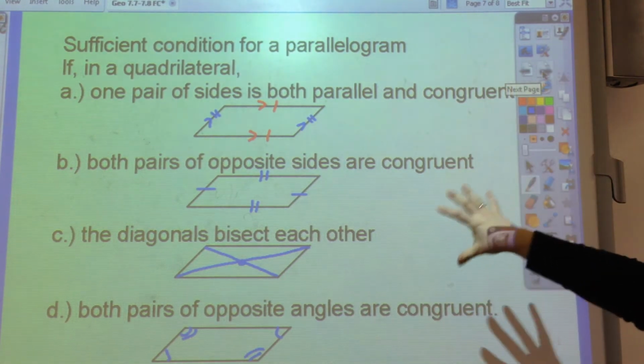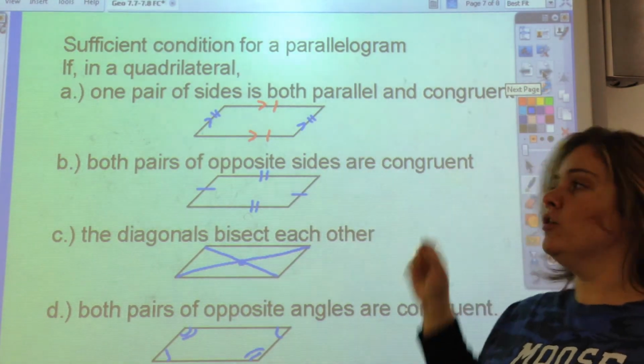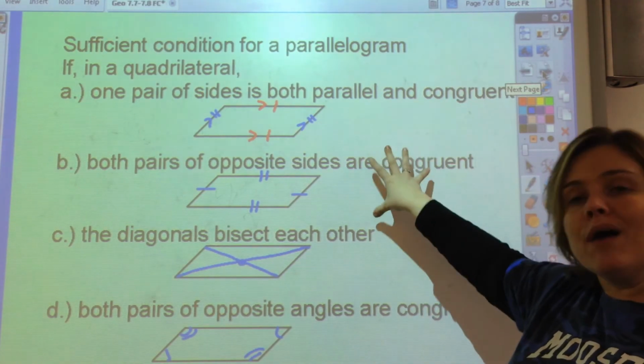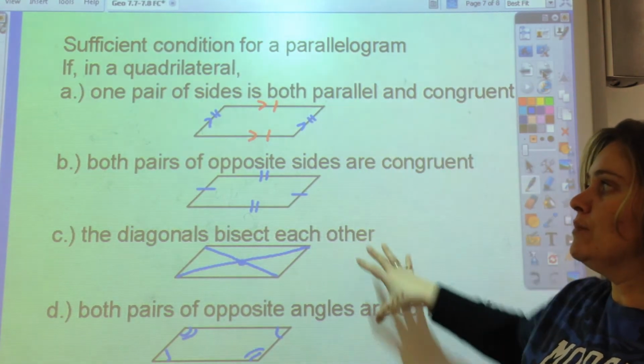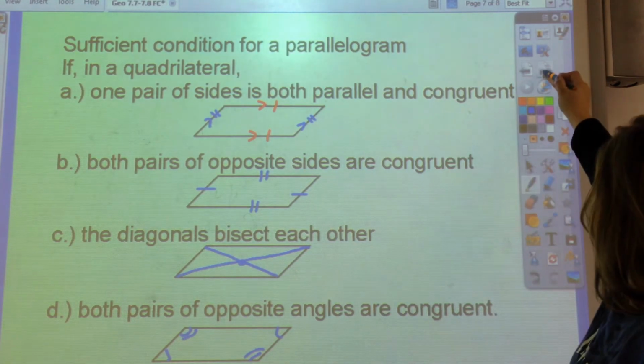And a lot of times on tests and quizzes, I'll give you some data and you'll have to say, hey, I can say it's a parallelogram, or no, I can't. So I would actually add these statements along with their pictures to your theorem definition postulate page.